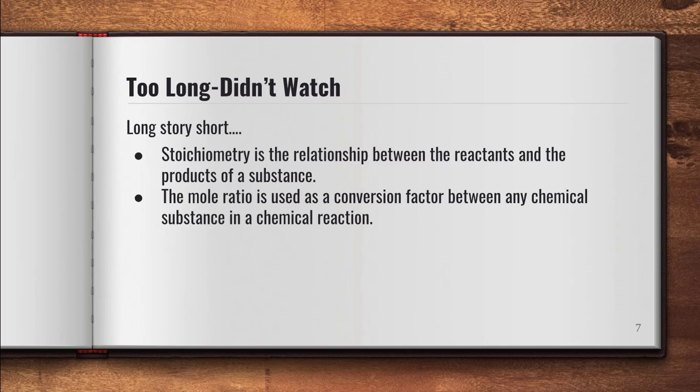So I only went through and did one practice problem here, but I think it's pretty straightforward. You just simply utilize the mole ratio that's given from the balanced chemical equation to convert from moles of one substance to another. Keep in mind that stoichiometry is the relationship between the reactants and the products of a substance, and that the mole ratio is used as a conversion factor between any chemical substance in a chemical reaction.